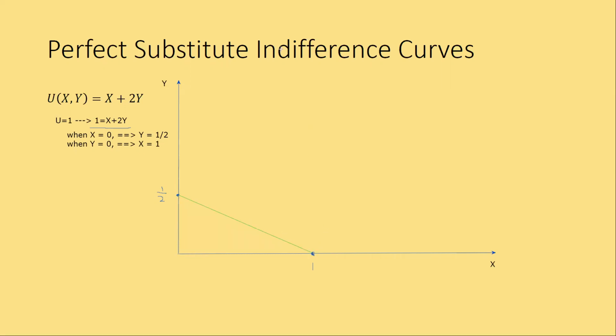So this is the indifference curve u equals 1 for our utility function u equals x plus 2y. We can do a second one, that is u equals 2. And basically, we are drawing 2 equals x plus 2y.